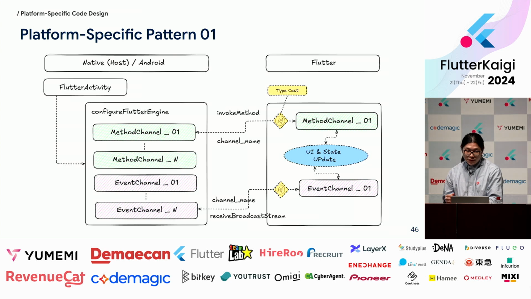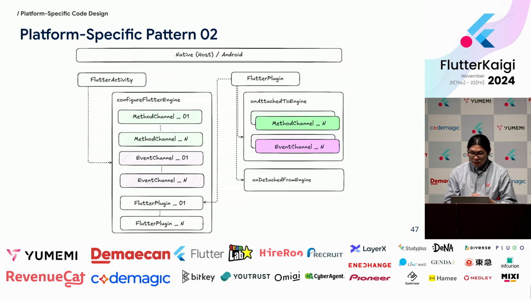Now I'll briefly introduce the platform-specific patterns. The first pattern refers to the pattern used when working with a separate plugin class. For method channel, Flutter calls native functionality using invokeMethod. In the case of event channel, data is received from native code through receiveBroadcastStream. And both methods set up the handler and listener within the configureFlutterEngine method. The second pattern involves adding the plugin inside the configureFlutterEngine method of a FlutterActivity.